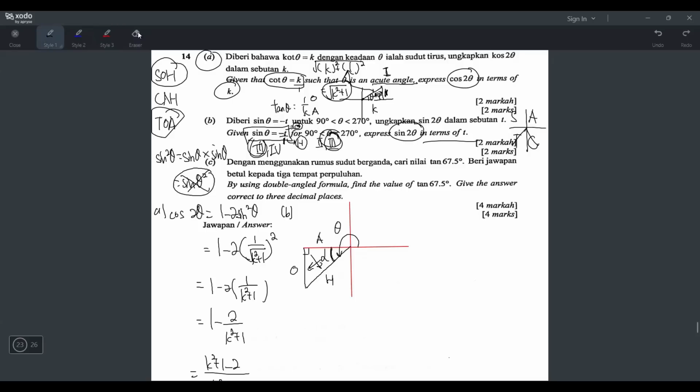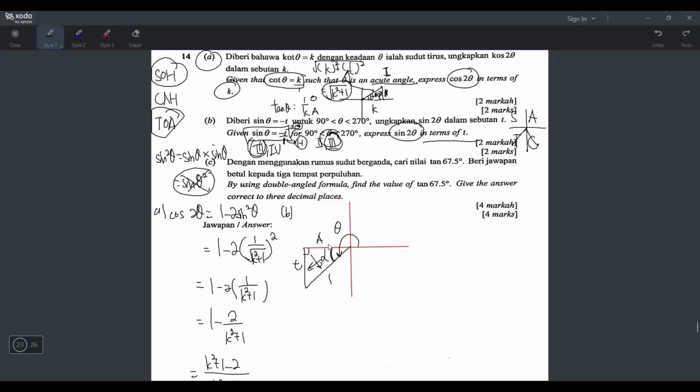So O is t. So this is O, right? So erase and write t. Hypotenuse is 1. So erase the H and write 1. Okay. And the negative I never write is because negative only indicates the quadrant. You don't have to worry about the negative. The negative, don't write. Length, where got negative? Length has no negative, right?